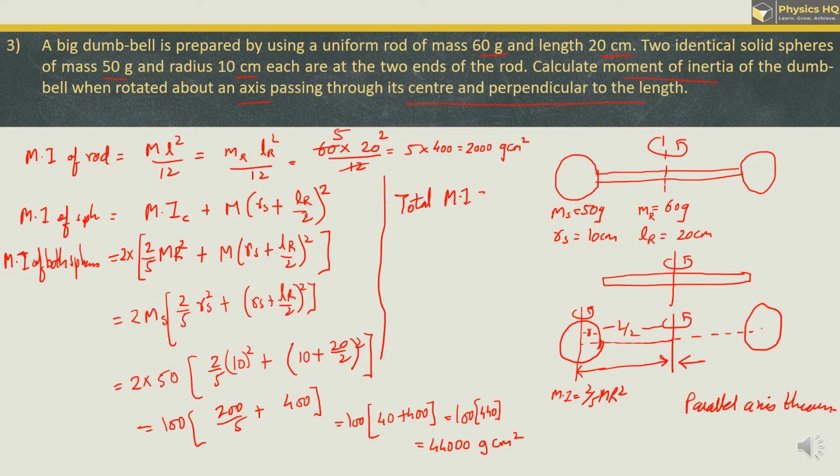So for the total moment of inertia, what we need to do is add the moment of inertia of the rod plus the moment of inertia of both these spheres. What we get is 44,000 plus 2000, which is equal to 46,000 gram centimeter square. So this is the final answer. The answer in the textbook is incorrect, so kindly follow this answer. I hope you all understood this. Let us go ahead with the next sum.